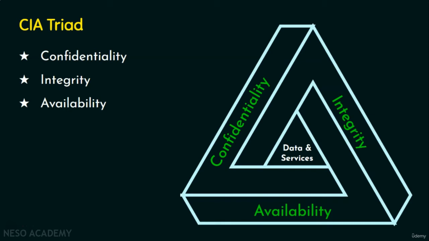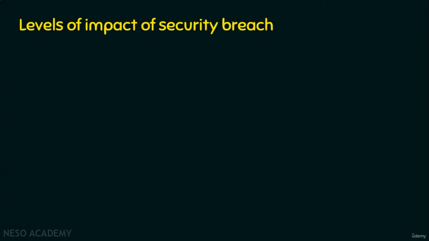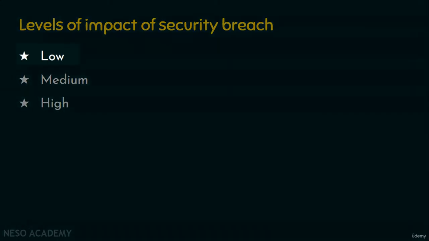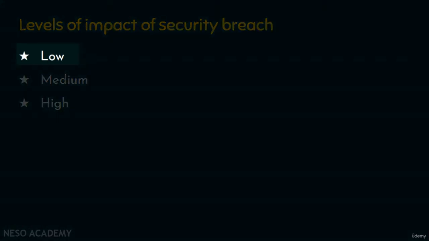Let's now navigate to the levels of impact of security breach. When there is a security breach in the organizational data or to the server or to an individual, basically there will be 3 levels of impact. Number 1 is the low level impact, number 2 is the medium level impact, and number 3 is the high level impact. We will see the various levels of impact of security breach one by one now. Firstly, we will focus on low level impact.